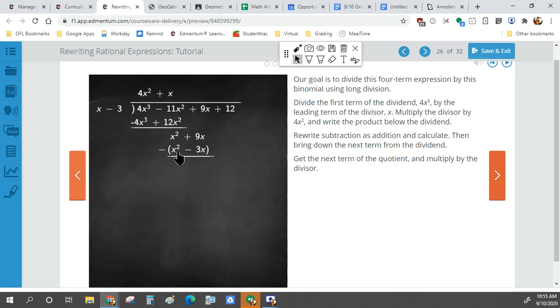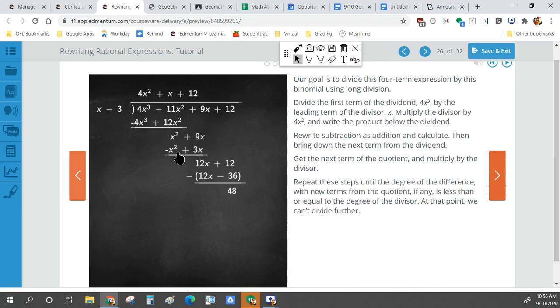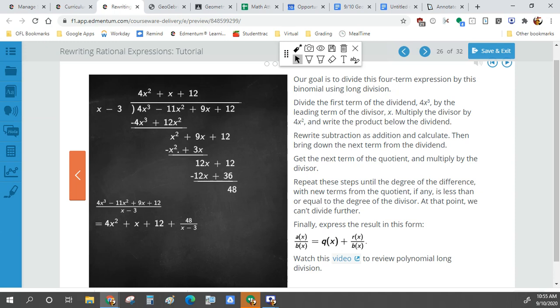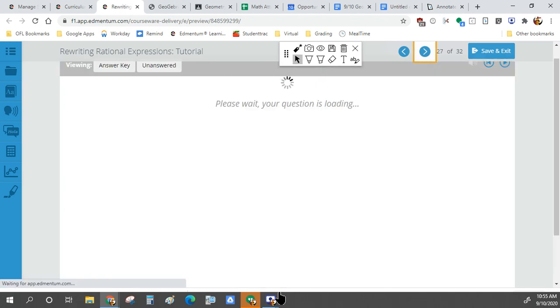I'm trying to rush through this because I know we don't have that much time. Get through that. And then our answer is this top part with our remainder over our divisor. So that's how you would do long division.